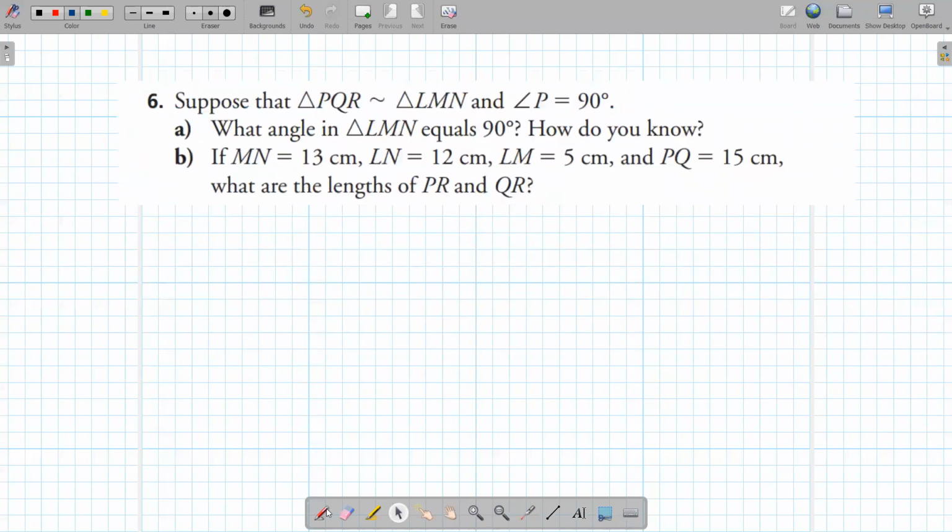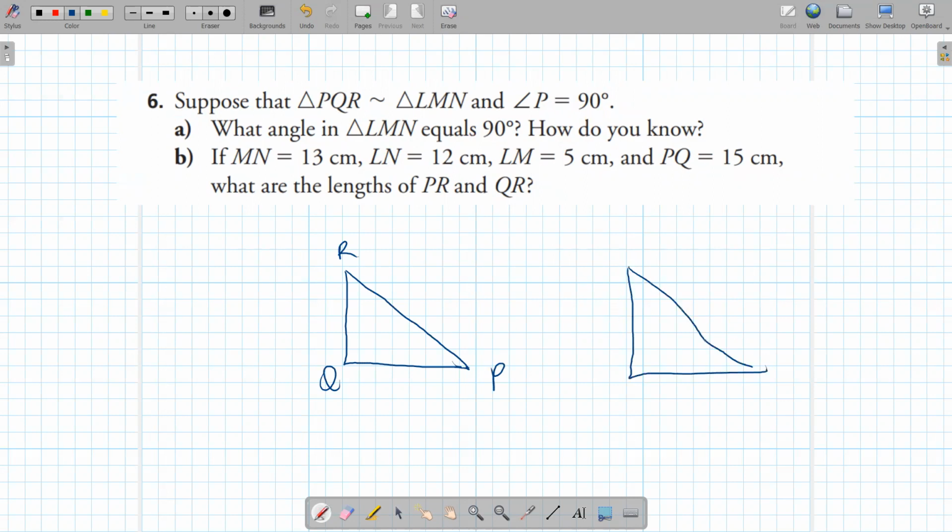Suppose that we have triangle PQR, and then we have LMN. They're similar, so they don't necessarily have to be the same size. And we know angle P is 90. So actually, I'm gonna have to relabel this, don't I?